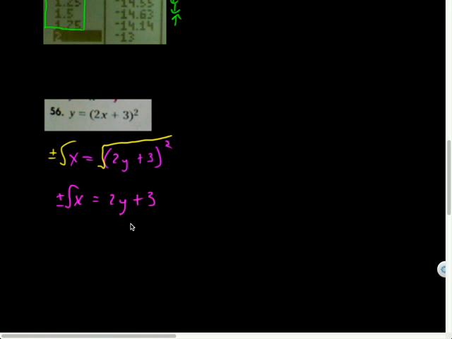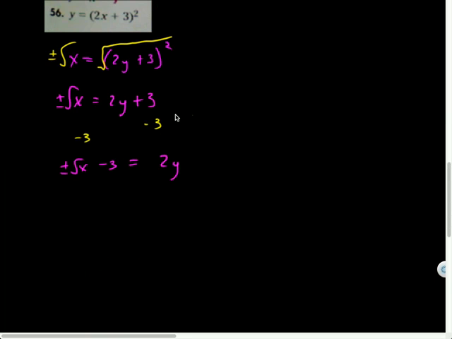And now what do I do? Yep. And this will be outside of the square root. So I'll have plus or minus the square root of x minus 3, not under the radical, is equal to 2y. And now what do I do? Yeah, divide by 2. So it's up to you if you want to divide each term by 2. That's fine. Or you can divide this whole side by 2. Those are both mathematically equivalent. So I end up with y equals plus or minus the square root of x minus 3 all over 2.